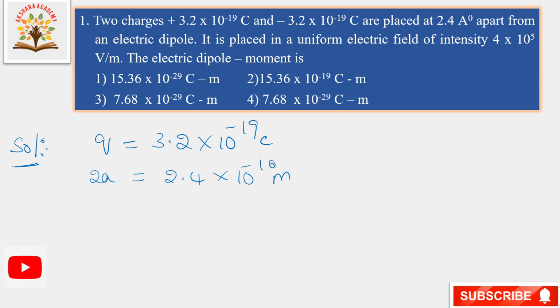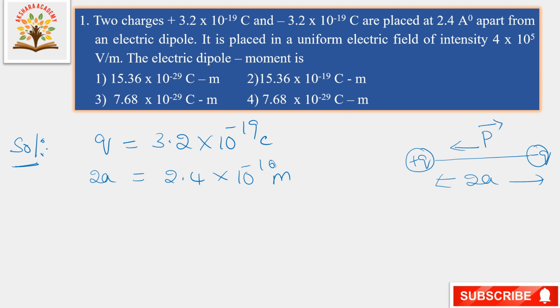See here, these are two charges. One is a positive charge and they are separated at a distance of 2a. This is the negative charge, and it is placed in an electric field of intensity 4 into 10 to the power of 5 volt per meter. Now we have to calculate the electric dipole moment.